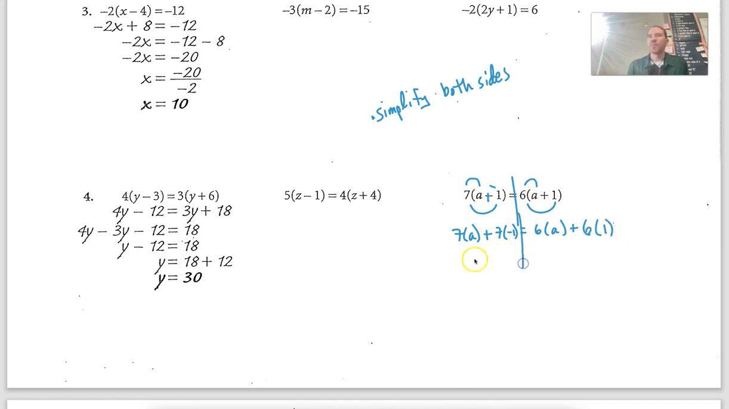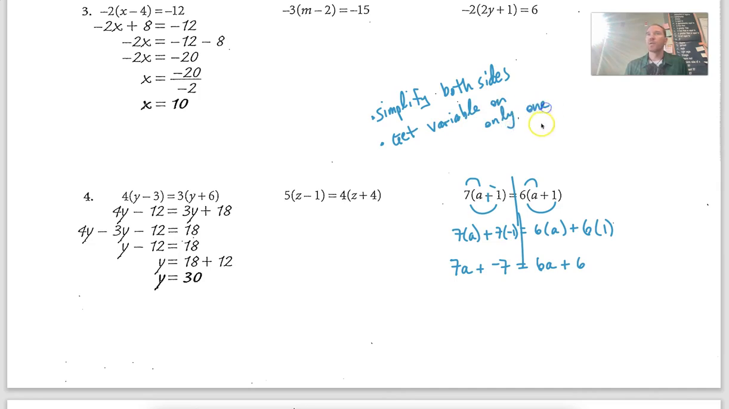I can simplify this a little bit more here. 7 times a is just 7a. 7 times negative 1 is a negative 7. 6 times a is 6a, and 6 times 1 is 6. But now I'm at that point. On the left side, 7a plus negative 7, or 7a minus 7, doesn't simplify. 7 apples, and we're trying to take away $7. Right side, 6 apples and $6 doesn't simplify. But now I'm at a point where the variable's on both sides. I go, oh no. So at this point I say get the variable on only one side.